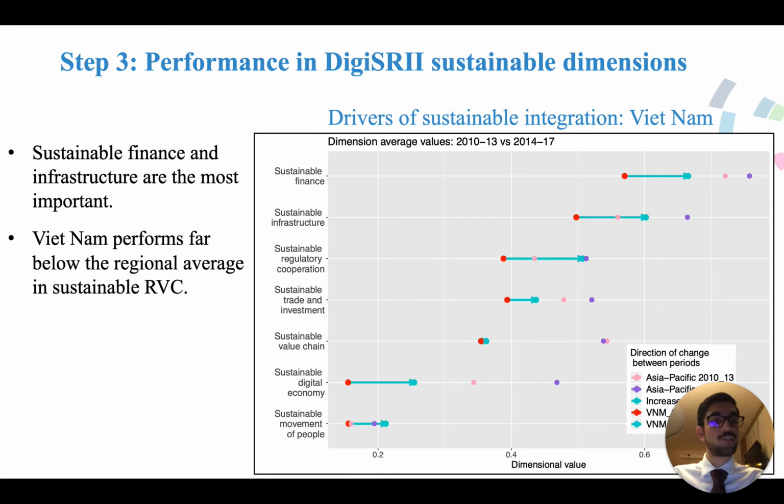In terms of change, sustainable regulatory cooperation and sustainable infrastructure are the most important dimensions. This indicates that sustainable integration in regulatory cooperation and infrastructure played a major role in increasing Vietnam's sustainable regional integration over the period 2010 to 2017. Comparing this to the trend seen in the Asia-Pacific region as a whole indicates that Vietnam has made above average progress in increasing its sustainable regulatory cooperation between 2010 and 2017.